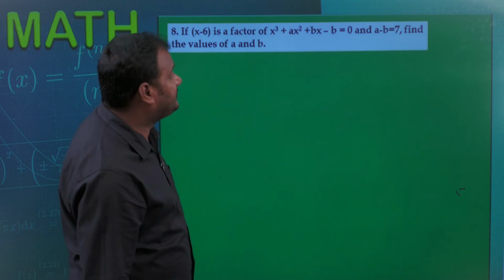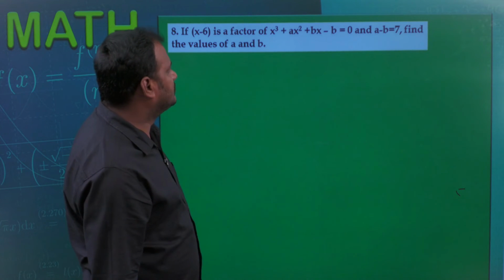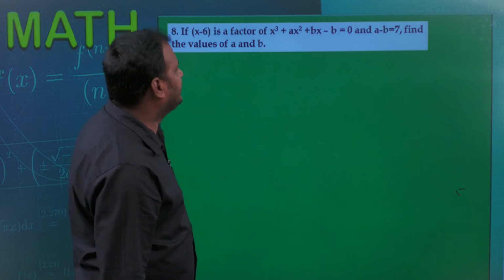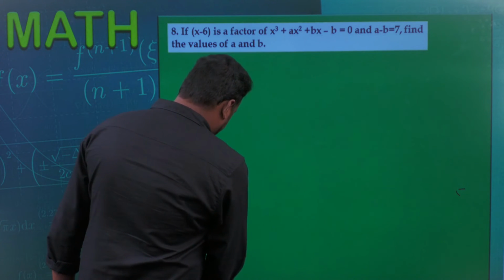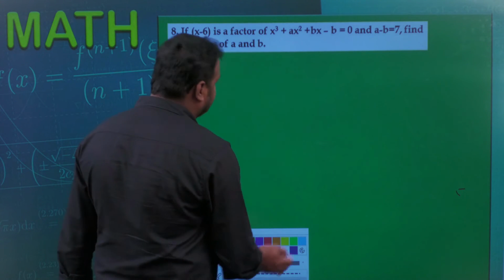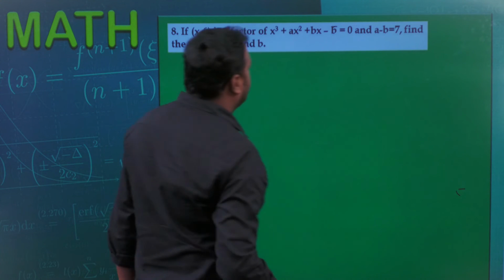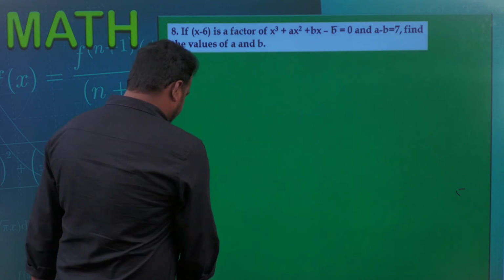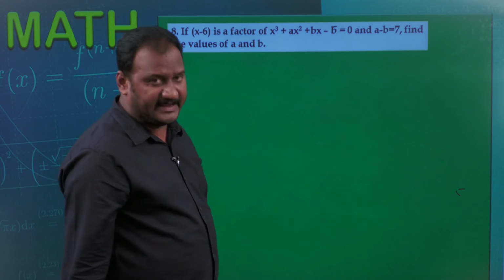if x minus 6 is a factor of x cube plus ax square plus bx minus 6 is equal to 0, this is 6 here, it is not b, and a minus b is equal to 7. So what are you going to find here? Find out the values of a and b.